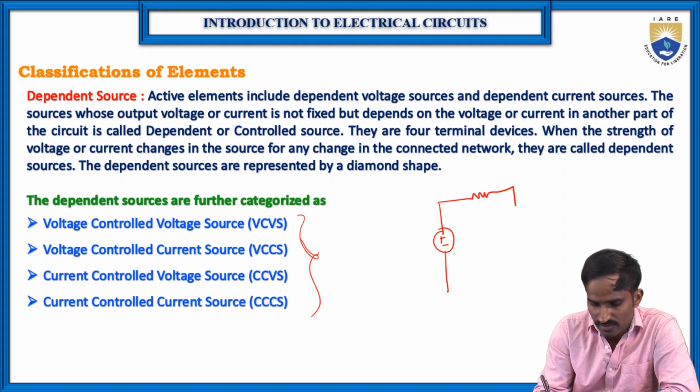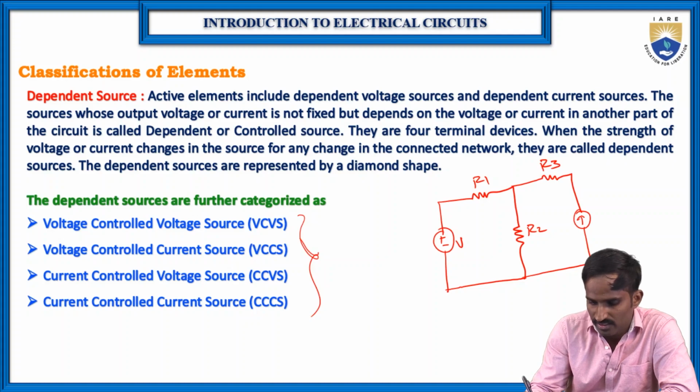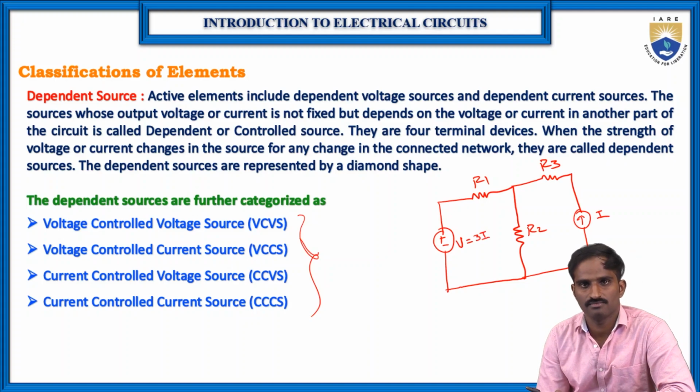So here one resistor is there, here also one resistor is there, let us consider, and here one more resistor, and here some current source is there, let us consider. Okay, and here let us consider R1, R2 and R3. Okay, here it is V. Okay, and here it is I. If V is equal to, let us consider, 3 into I.